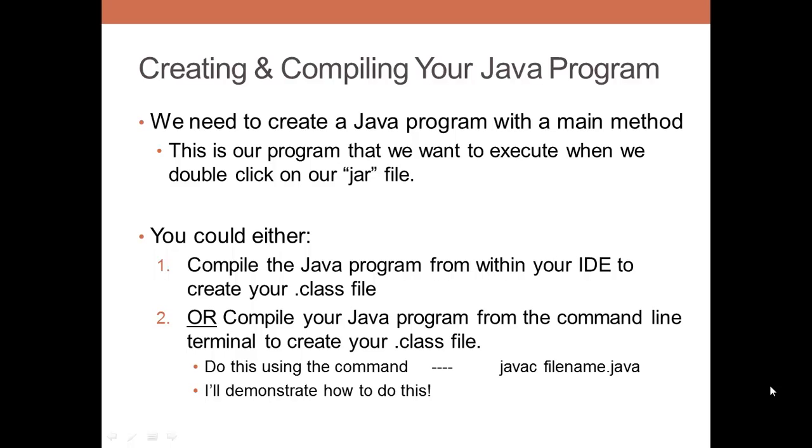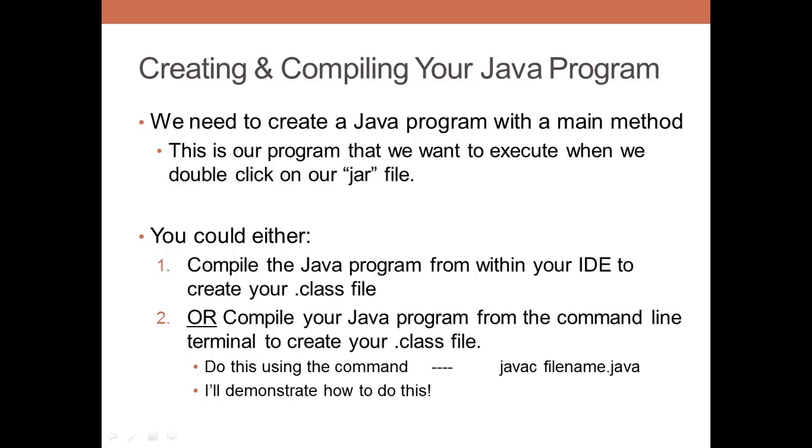First, make sure you've created a Java program with a main method. This program is what we want to execute when we double-click on our jar file. You could either compile the Java program from within your IDE to create your .class file, or you could compile your Java program from the command line terminal to create your .class file.